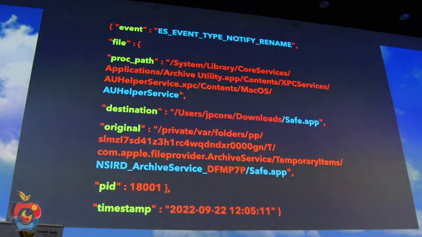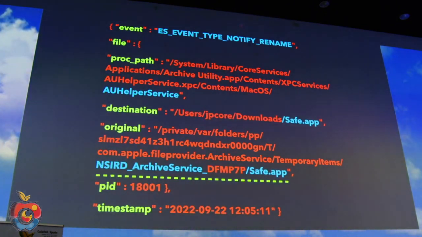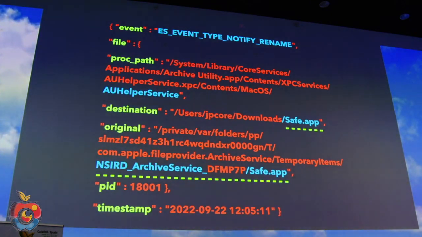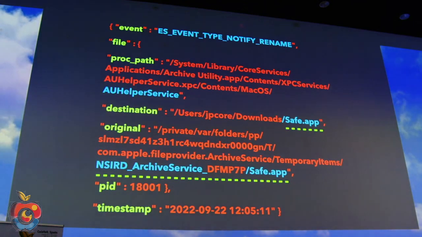When comparing this to a standard non-malicious application named safe.app, we can clearly see that the original path for this event has a last path component beginning with safe.app. And as it gets written to the destination, it gets written as safe.app as well. Since the application is located within the NSIRD archive services folder, it means it was contained within that extracted archive, so it will hold a quarantine attribute, which will not allow it to bypass Gatekeeper.